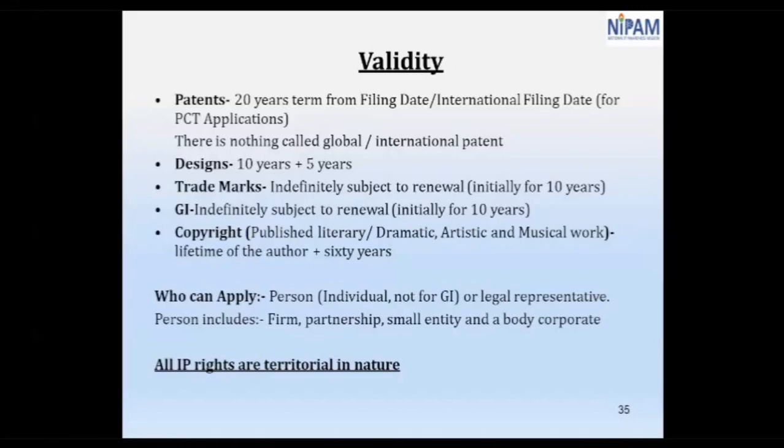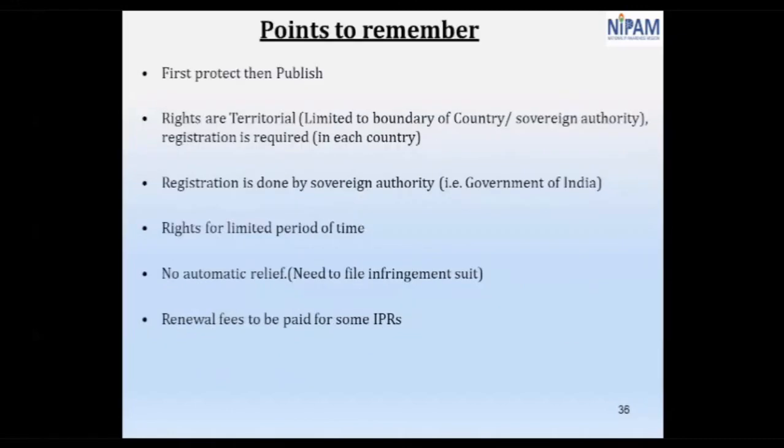Who can apply for the intellectual property right? Except for the GI tag, for the patent, the design, the copyright, the semiconductor integrated circuit design, and the trademark, a company or a person can file. For a GI tag, that particular place will file, not a particular person. These are some points that we should remember.